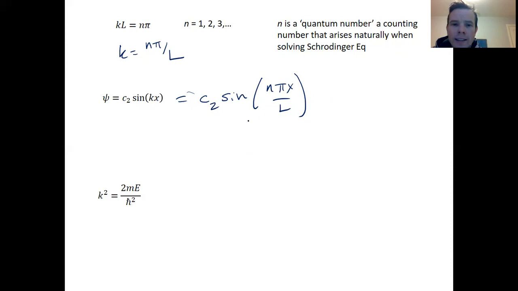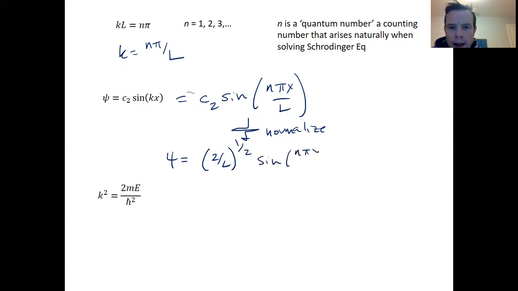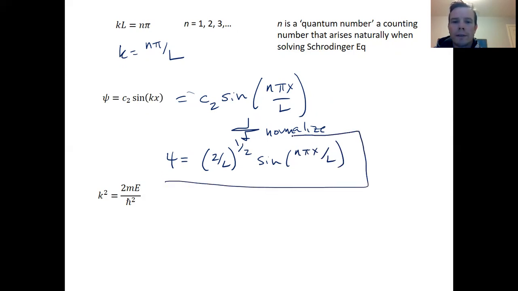So the last thing I can do is normalize it. You actually did this specific problem earlier. And if you do that, what you'll see is that psi is equal to (2 over L) to the 1/2 times sine of n pi x over L. That is one solution to the Schrodinger equation, or at least one of the things we get out of it, right? Wave functions. The other thing we get out of it are energies.